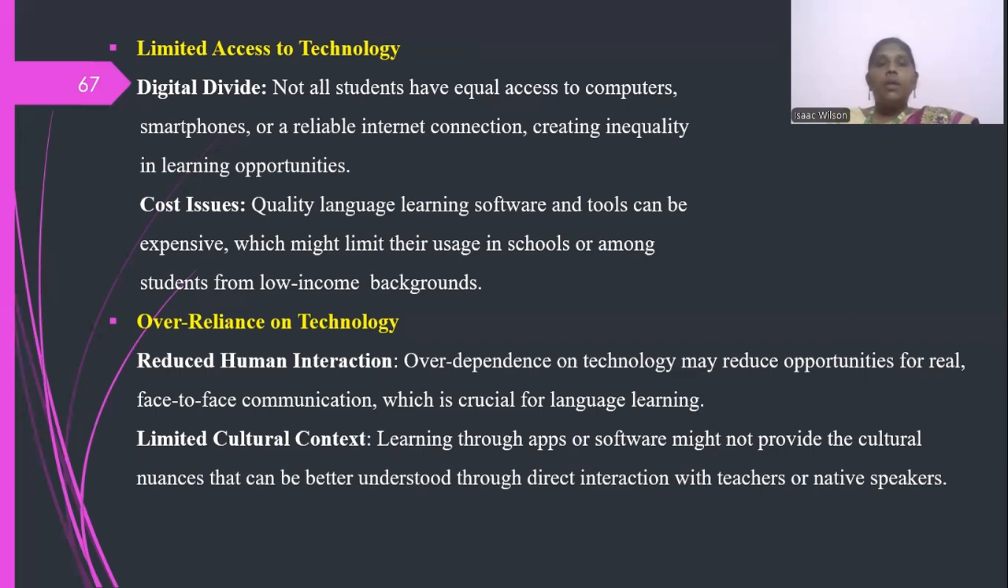Second one is over reliance on technology, where the learners would be much more dependent. Just imagine if we are playing some game, automatically the human interaction would be lesser. So reduced human interaction is much more, where we are depending too much on technology and we reduce the opportunities for real face to face human communication. With humans only, we can talk much more in life, and that is lagging because of the over reliance on technology.